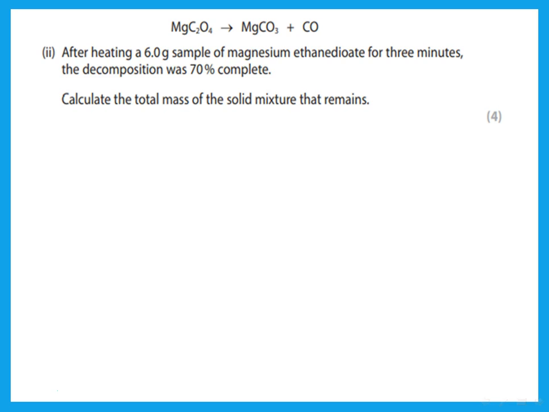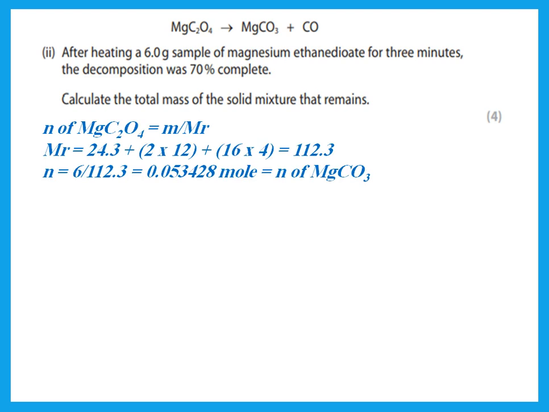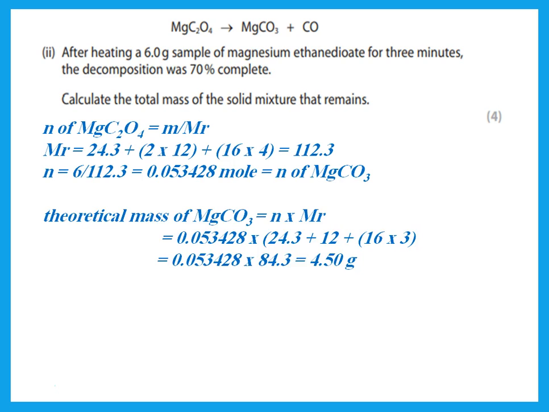First of all, we can calculate how much he's supposed to get in this equation. So number of moles of the magnesium ethanedioate. He gives me 6 grams, so I can use mass over molecular mass to get the number of moles. And then you should know that from the equation, the number of moles of the reactant gives the same number of moles of magnesium carbonate. So I can calculate theoretically, if all of it reacts, I should end up with 4.5 grams of magnesium carbonate.